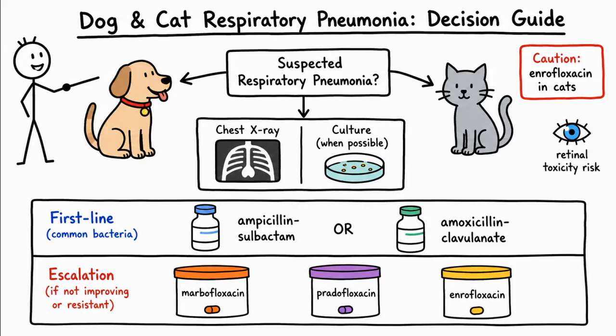If the case looks like true bacterial pneumonia instead of mild upper respiratory disease, then I think broader. I would consider thoracic imaging, culture if possible, and drugs like ampicillin sulbactam or amoxicillin clavulanate for common secondary bacteria. If resistance is present or the patient is very sick, I may need to escalate based on culture to a fluoroquinolone like marbofloxacin, pradofloxacin, or enrofloxacin, but I would be cautious with enrofloxacin in cats because of retinal toxicity risk.